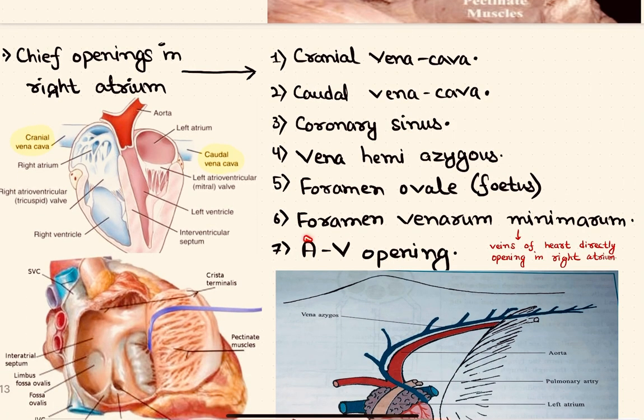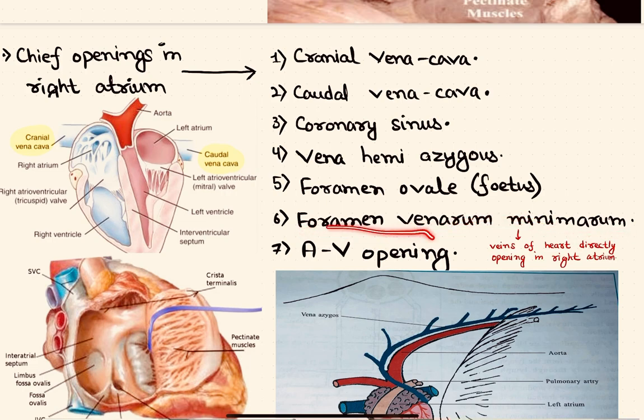Okay, what is this foramen venarum minimarum? There are certain veins of the heart which directly pour the blood into the right atrium. They do not open into the coronary sinus. They directly drain the blood into the right atrium via the foramen venarum minimarum.